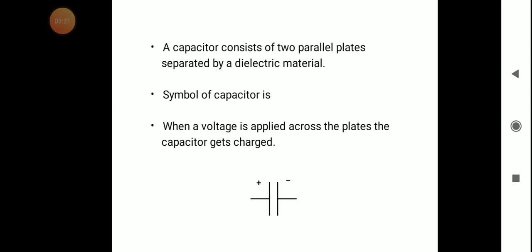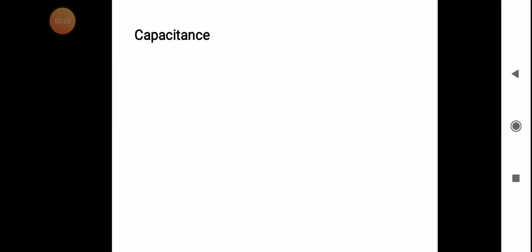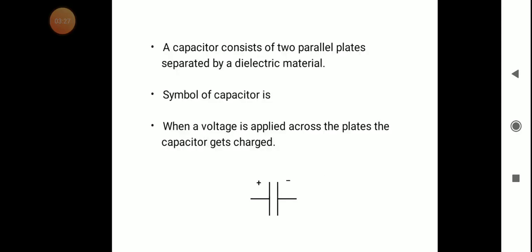A capacitor consists of two parallel plates separated by a dielectric material. The symbol of the capacitor, you can see how it is. When a voltage is applied across the plates, the capacitor gets charged. It is a passive element. We can interchange the connections; either way you can connect.